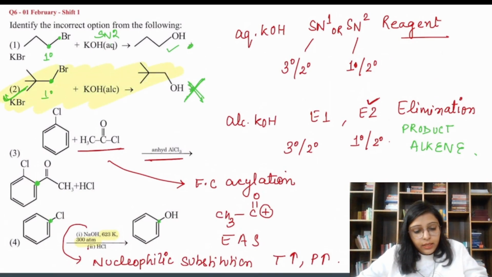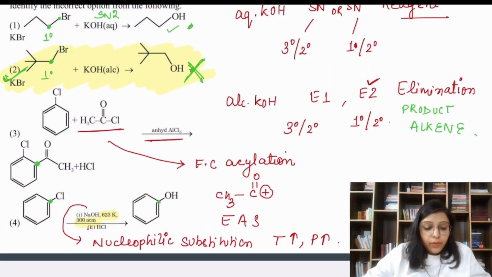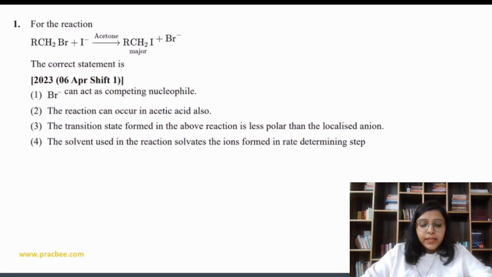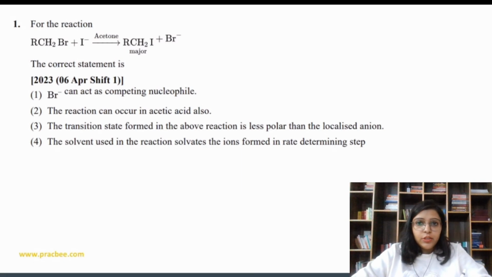This is the incorrect one. Okay. Now moving on to the next question. The next question is also based on the reaction mechanism. So let's read it. For the reaction RCH2Br plus I minus in acetone gives RCH2I and Br minus, the correct statement is.